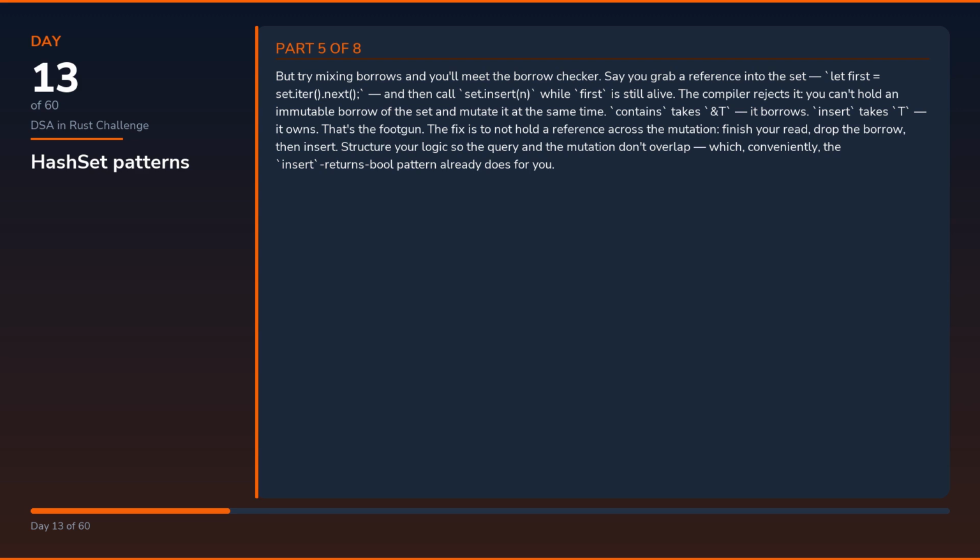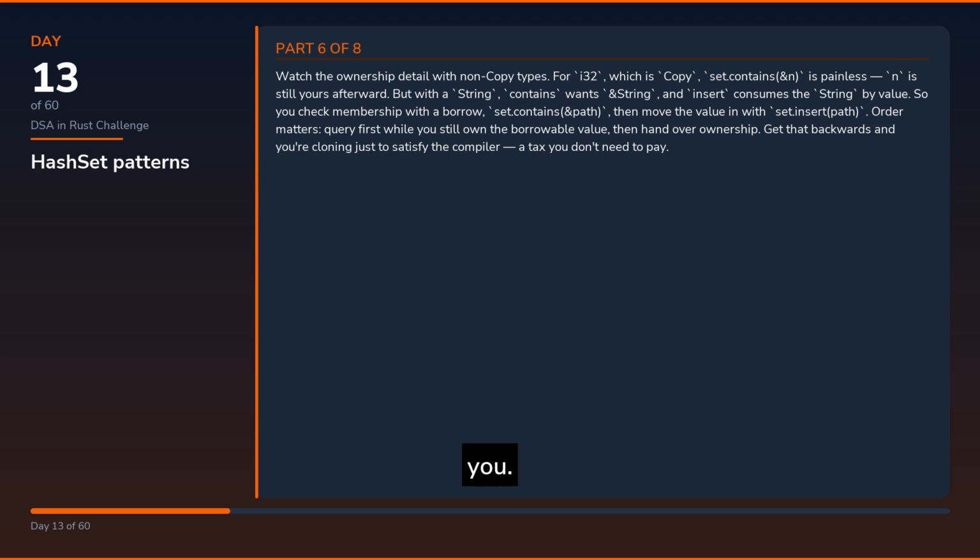But try mixing borrows and you'll meet the borrow checker. Say you grab a reference into the set, let first = set.iter().next(), and then call set.insert(n) while first is still alive. The compiler rejects it. You can't hold an immutable borrow of the set and mutate it at the same time. Contains takes &T, it borrows. Insert takes T, it owns. That's the footgun. The fix is to not hold a reference across the mutation. Finish your read, drop the borrow, then insert. Structure your logic so the query and the mutation don't overlap, which, conveniently, the insert-returns-bool pattern already does for you.